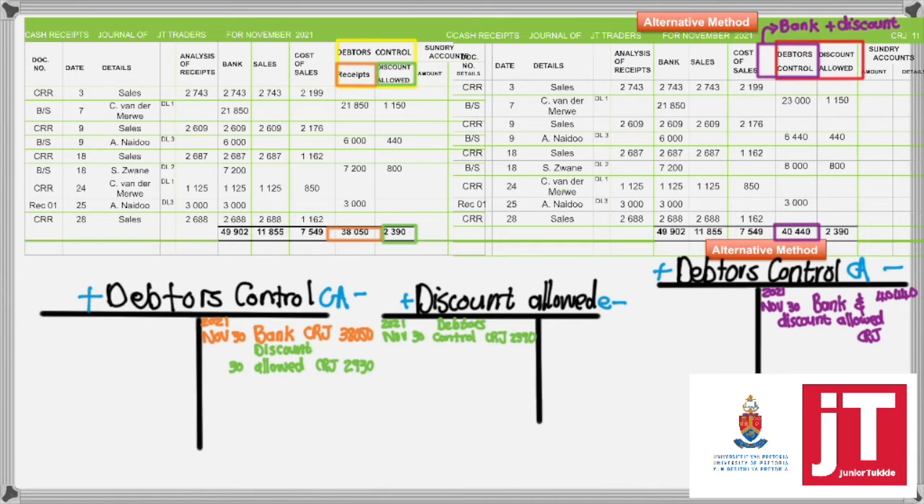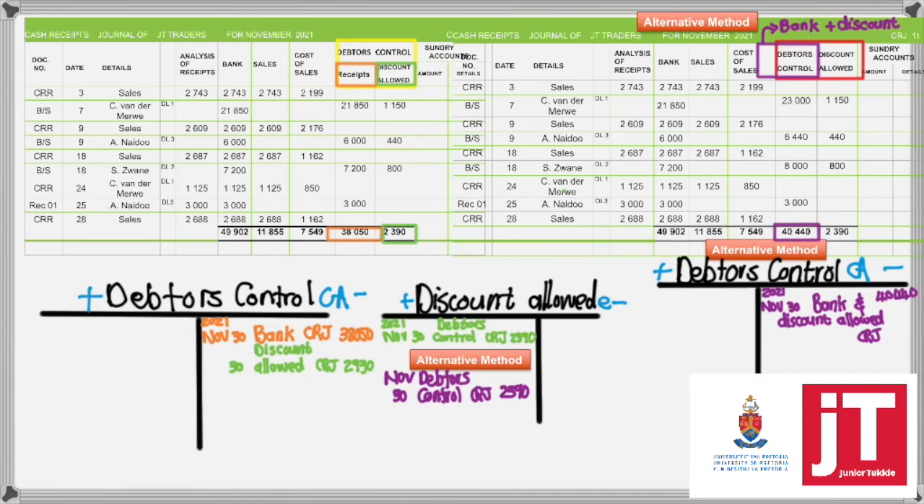Remember our second slide there, that bank figure plus the discount gives us the debtors control figure. So when we post it to the general ledger, you will post one total in your debtors control account, bank and discount allowed, 40,440. But that is then the total credit. So you still have to debit an account, and that will be your discount. So in the alternative method, you'll still only post your alternative debtors control to your discount allowed of 2,390. I hope that makes sense. So in other words, the discount allowed account stays the same for both methods.